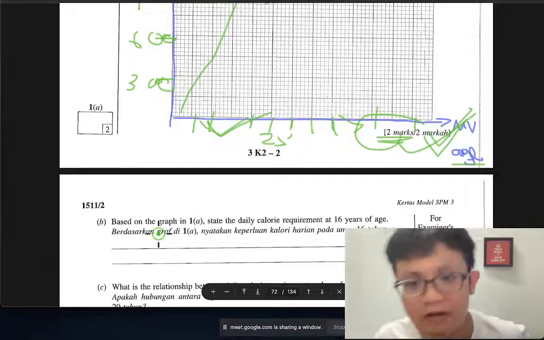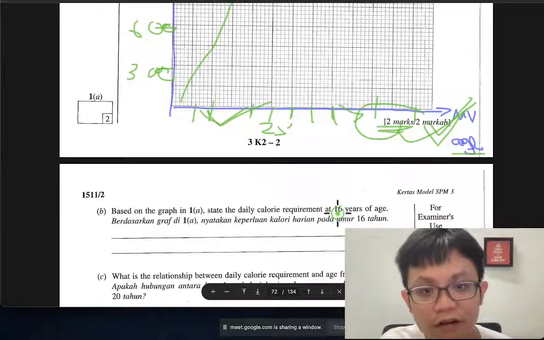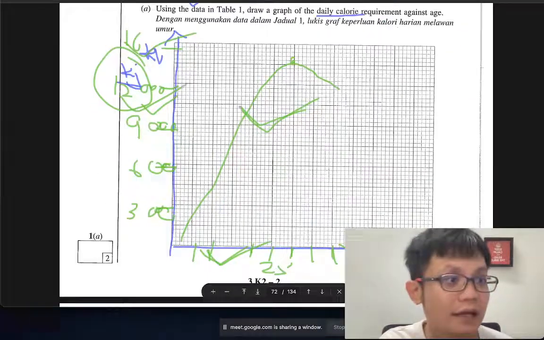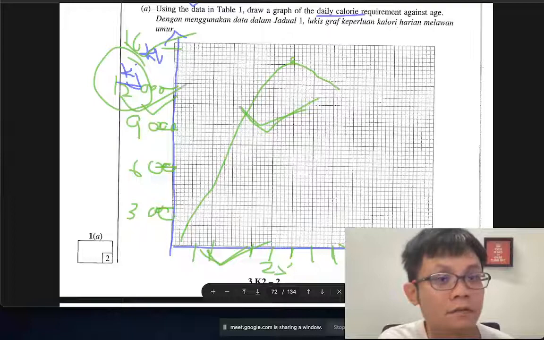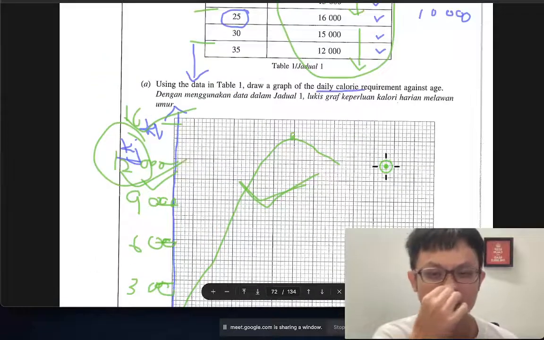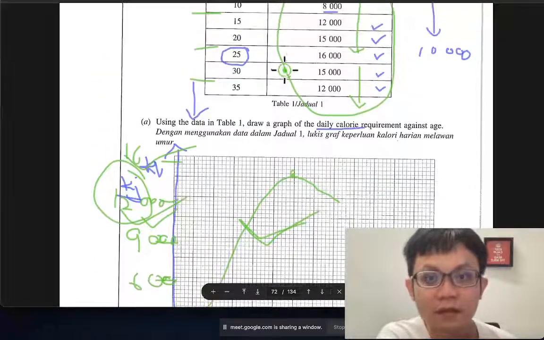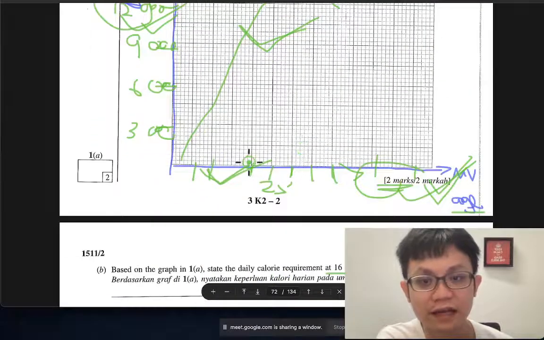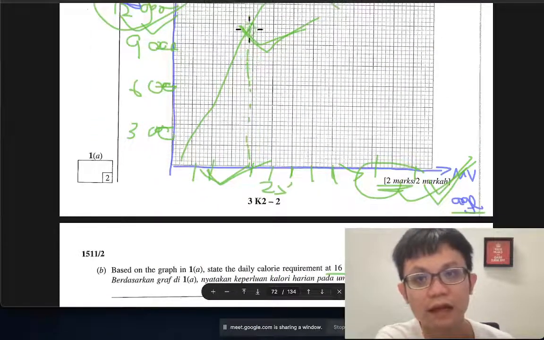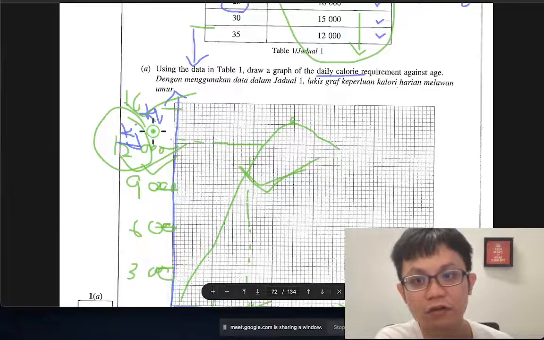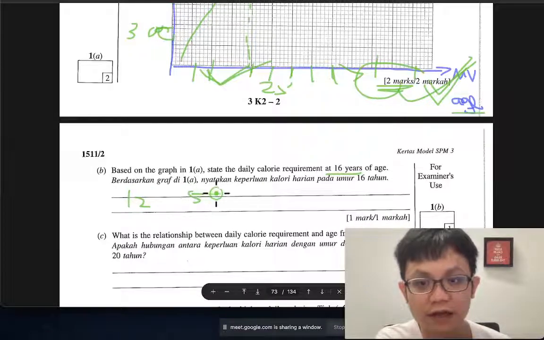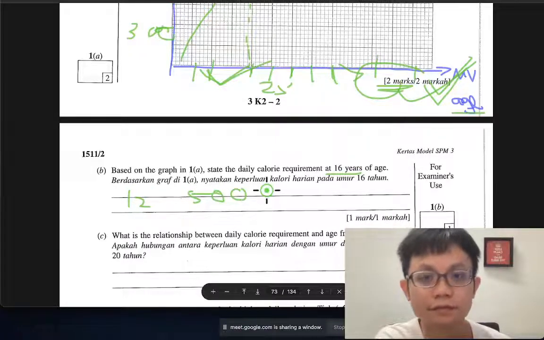Okay. Based on the graph in one, state the daily calorie requirement for the age of 16. So what is the calorie intake for 16? 15 is how much already? 15 is 12,000, around 13. Yeah, around 12,000, 12,500. You need to look at the graph and then go to the right. 12,500. So I put 12,500 here. What's the unit?